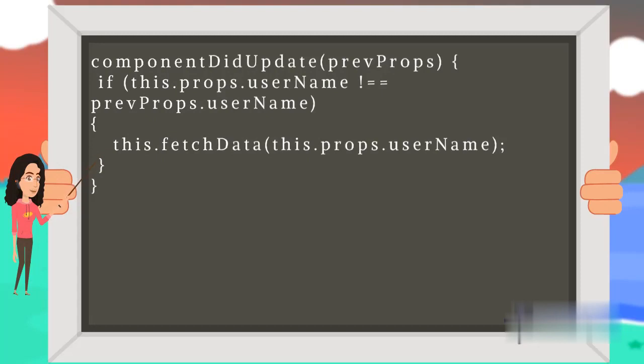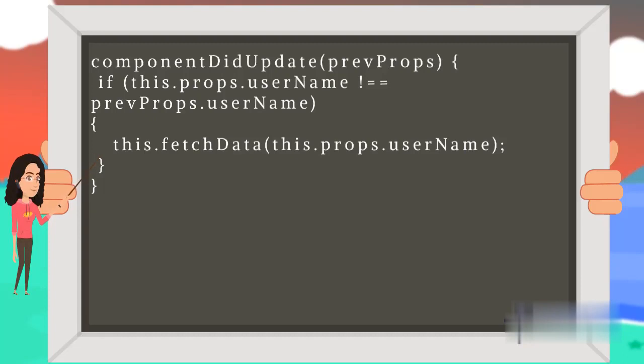Take a look at the example on the screen that indicates a typical usage example of this life cycle method. Did you notice in this example code that we are comparing the current props to the previous props? This is to check if there has been a change in props from what it currently is. In this case, there will not be a need to make an API call if the props did not change.